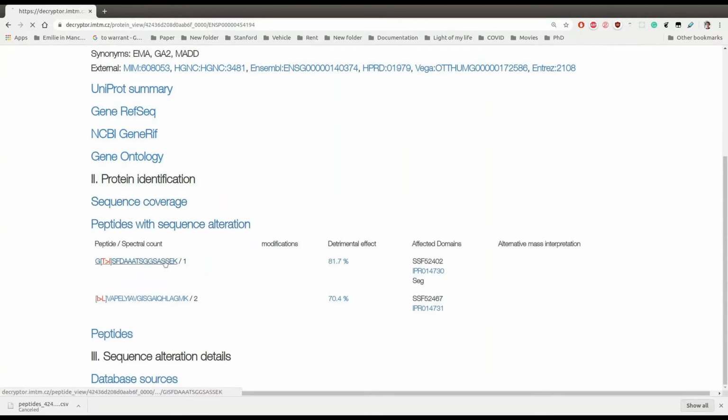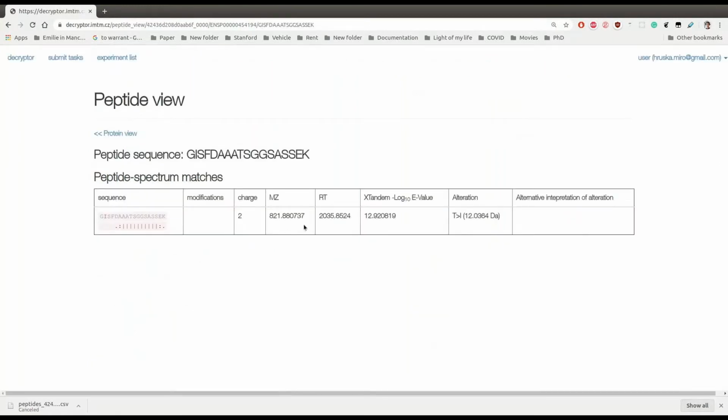This will actually give you mass spectrometry level data, which shows you what mass-to-charge ratio of the peptide was measured, the retention time, a measure of confidence, and whether there are any other interpretations of the variant, what it could be.